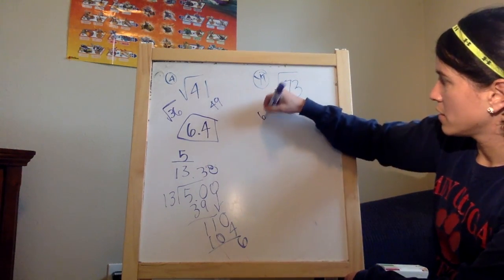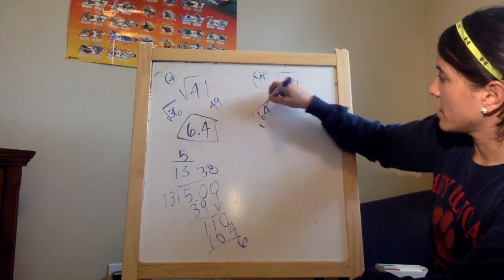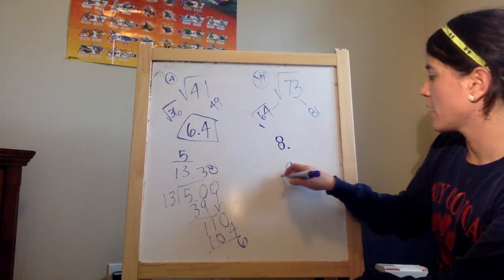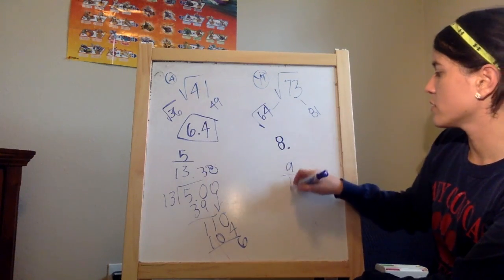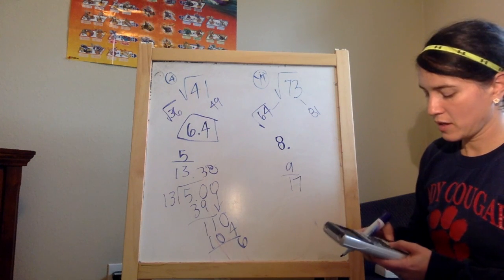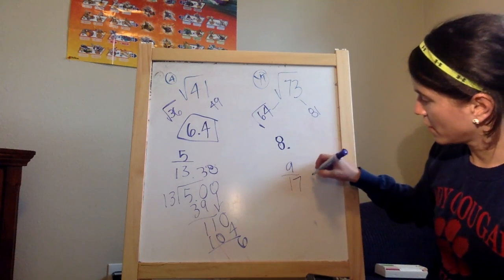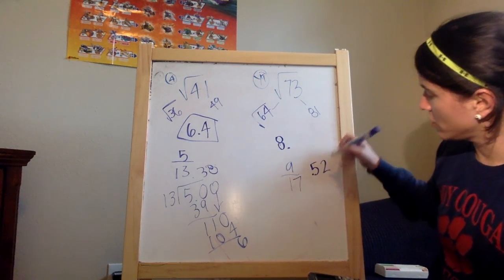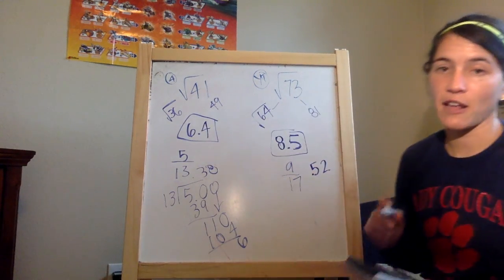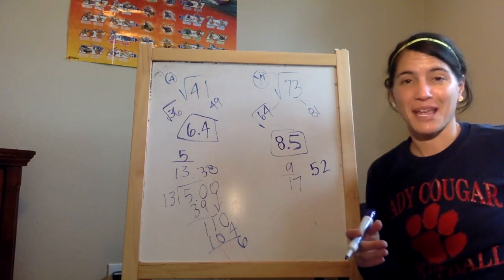81 and 64. All right, so it's going to be 8 point something. So we subtract, and we get 9 out of 17. 73 minus 64 is 9, and 81 minus 64 is 17. So 9 divided by 17 is 0.52. So this would be 8.5. That would be a good estimate. I hope you got 8.5. Now let's check. The square root of 73 is 8.54.